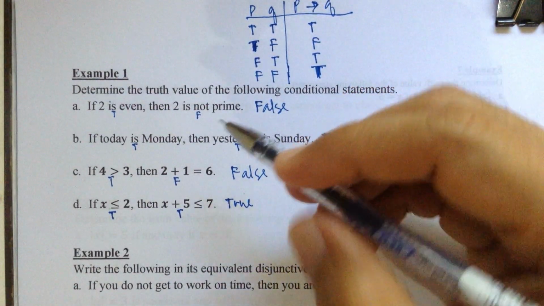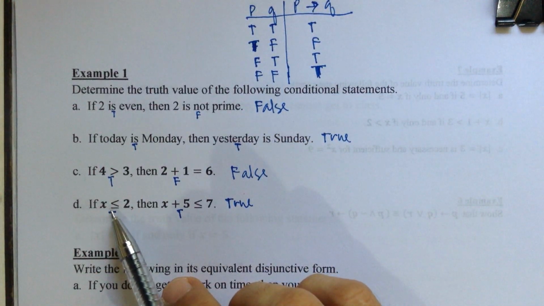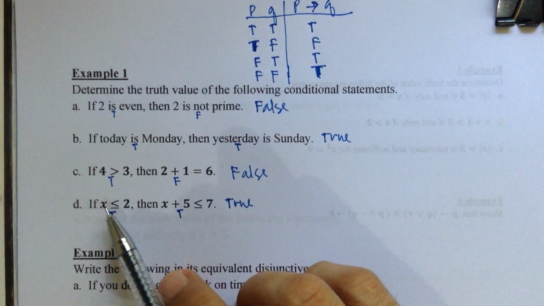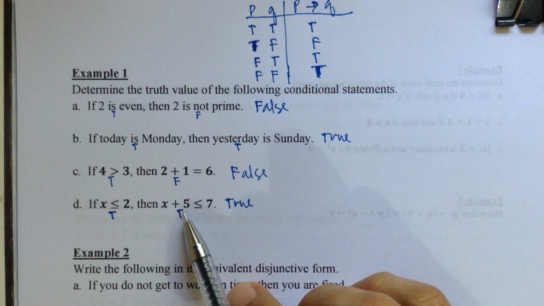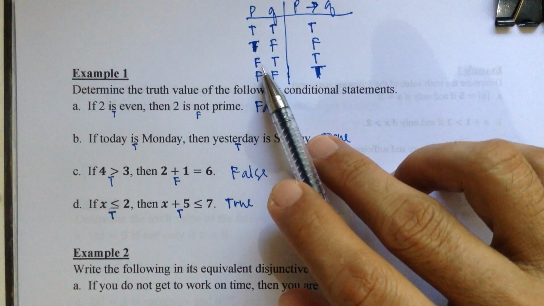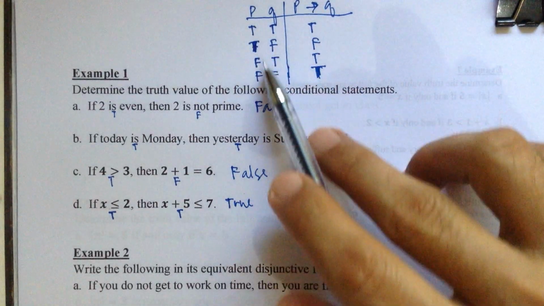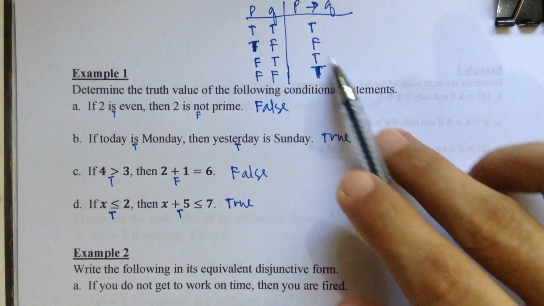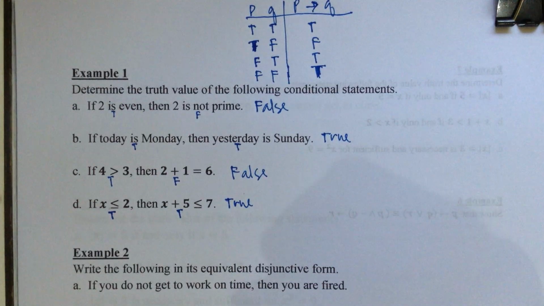So therefore, this statement is true. Now, you may argue, what if this is false? Well, if this is false, regardless of the truth value of this, the statement is always true, right? Because according to our truth table, when your P is false, automatically you have true for P implies Q.